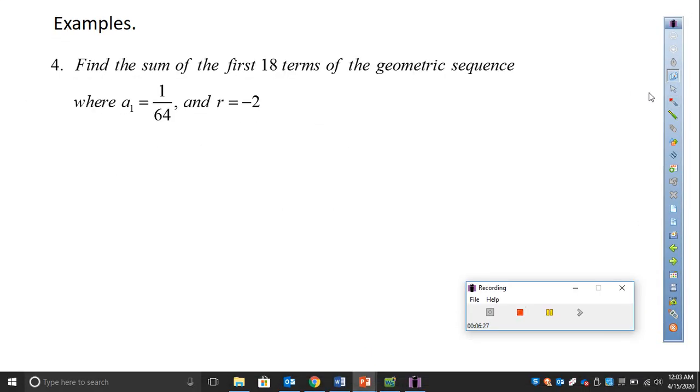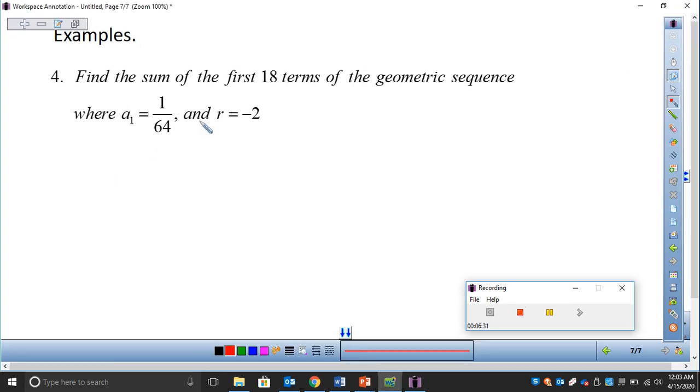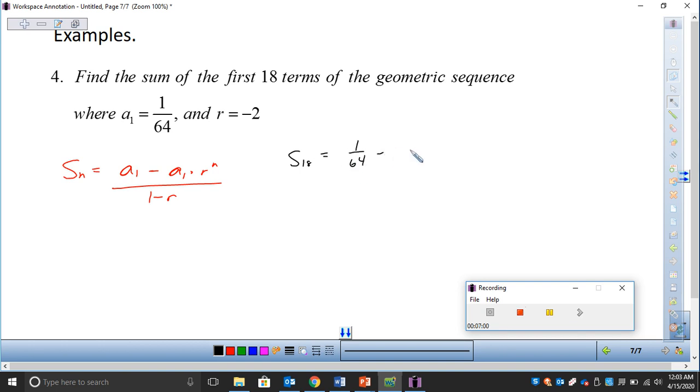So back to this then, find the sum of the first 18 terms. So it's the same sequence or same series as we had before. So S sub n, I'll give you the formula here, equals a sub 1. We have a sub 1, we have the ratio, we have n, so we're going to use that first one from the previous slide, minus a sub 1 times r to the n, all over 1 minus r. Plugging in what we know, we have S sub 18, the sum of them, 1 over 64 minus 1 over 64 times negative 2 to the 18th, all over 1 minus r, which is negative 2.